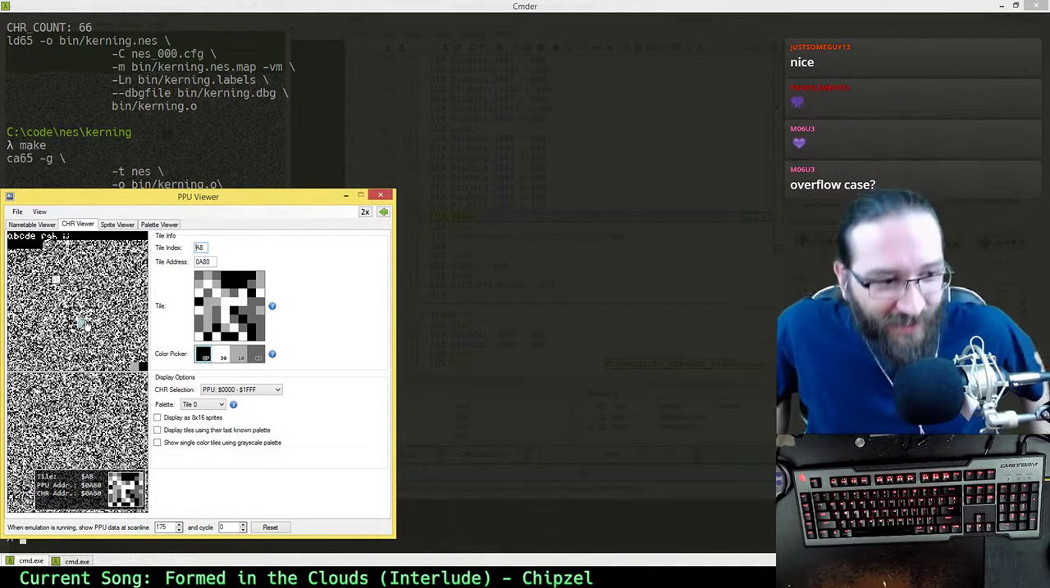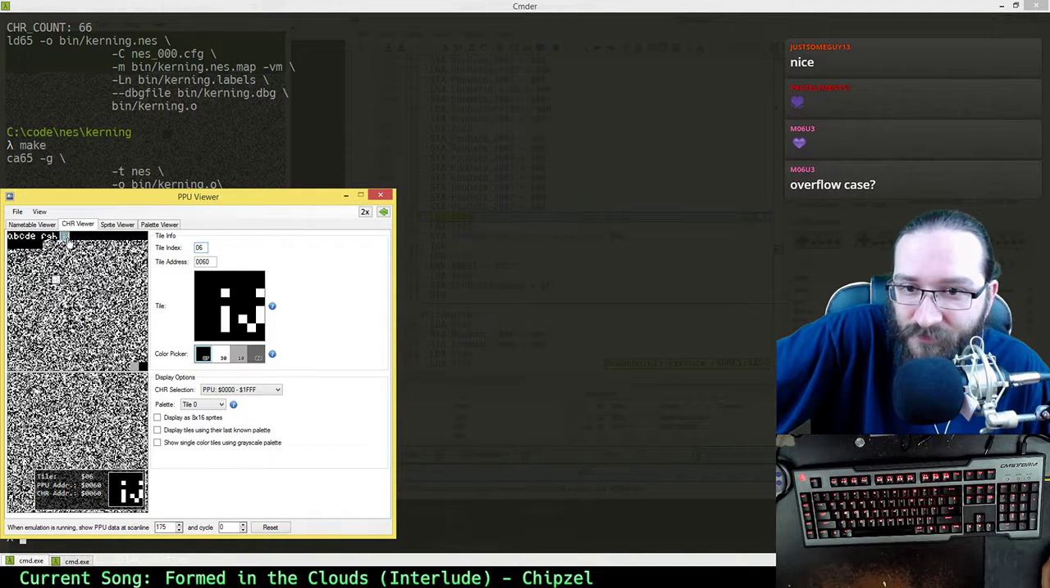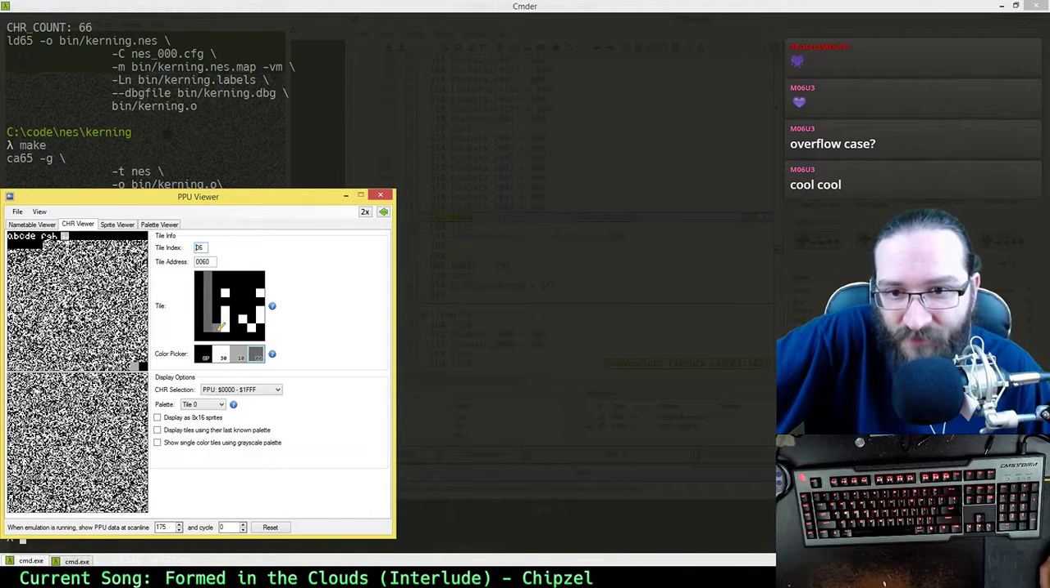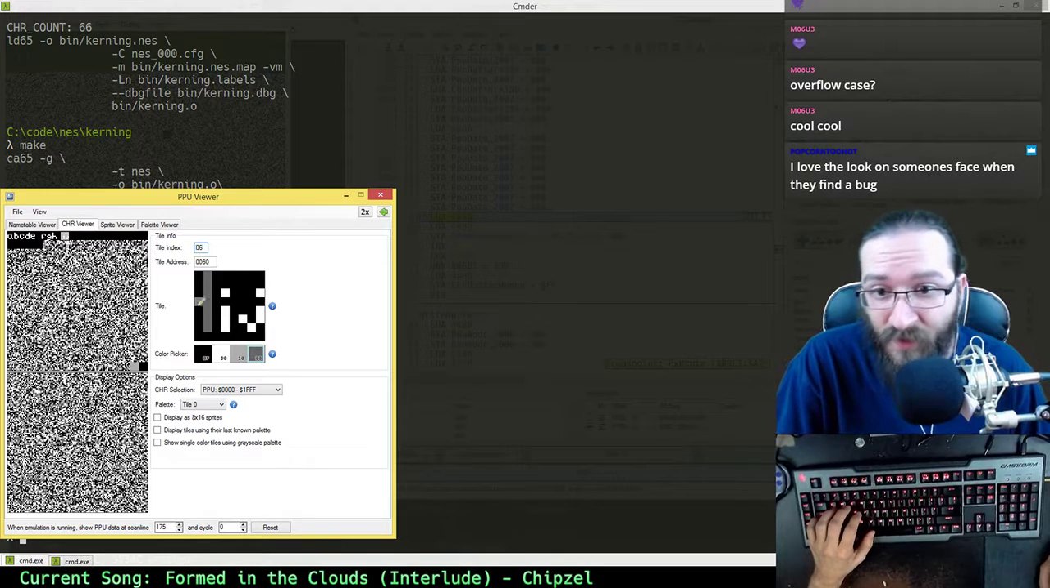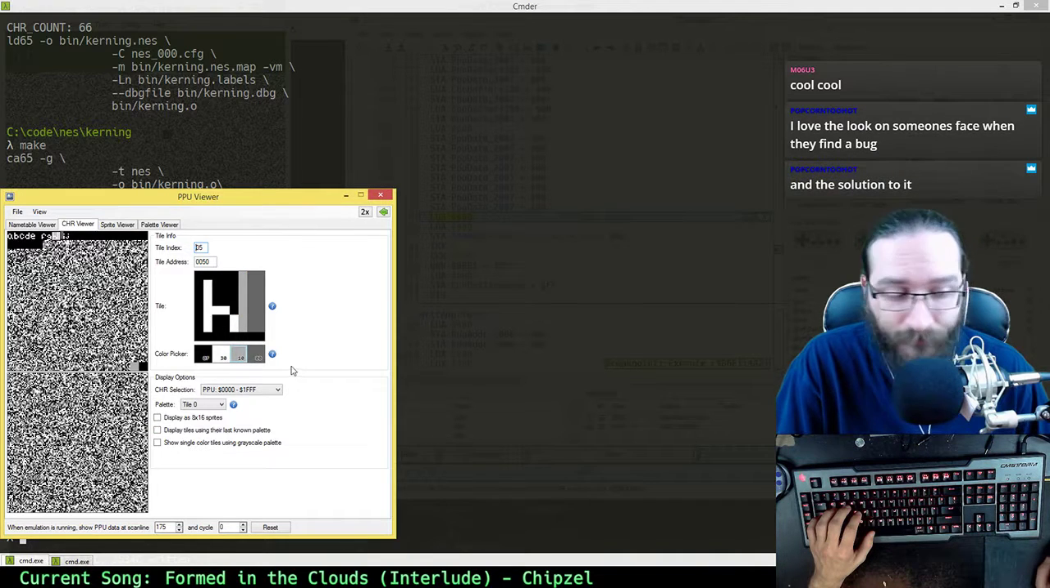Overflow case? That's this one right here, the H. So the space ends right here. That's the last column with the space. No, that's a lie. The last column of the space is this one right here. So 1, 2, 3, 4, 5. And this column right here is part of the H.